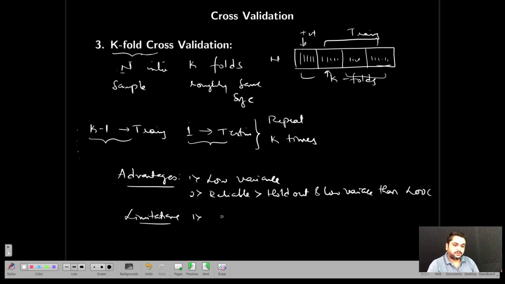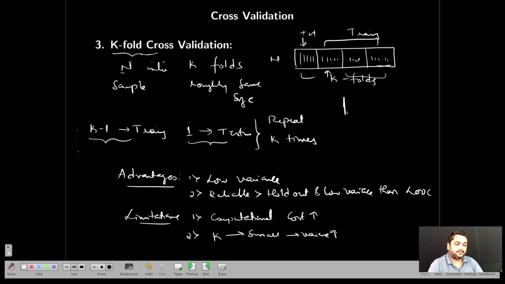So again, computational cost. So many parts I have to train, and they have to be trained repeatedly. So computational cost is high, so it may be sometimes slow. Second is this k value. This k value, if it is very small, then the variance will be high.